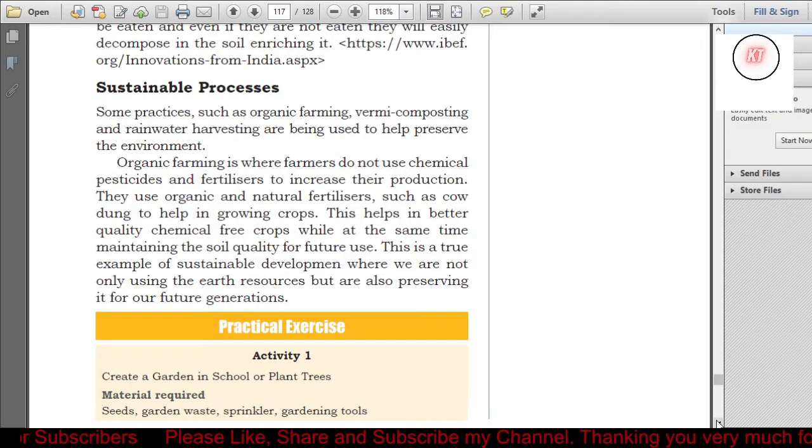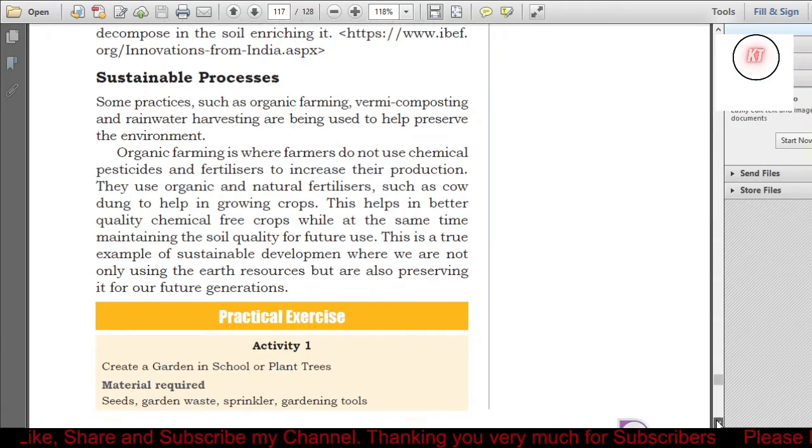This is a true example of sustainable development where we are not only using the earth's resources but are also preserving it for the future generations.